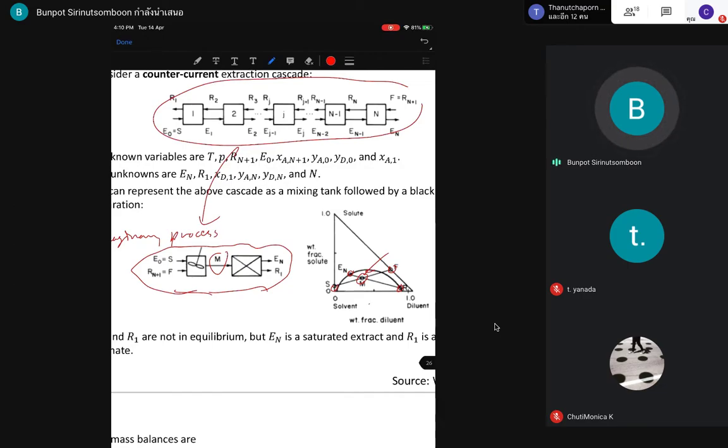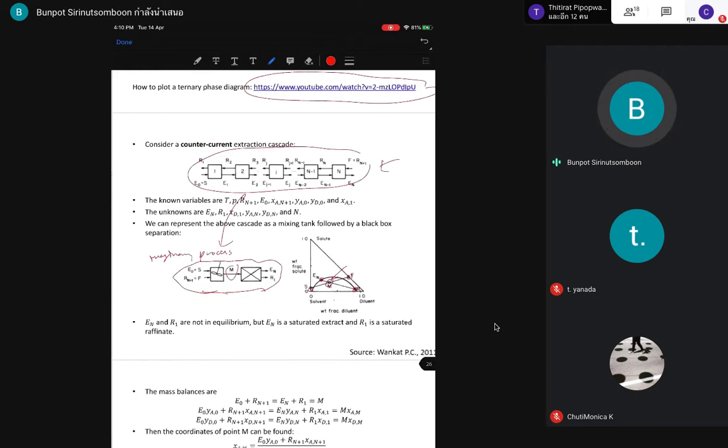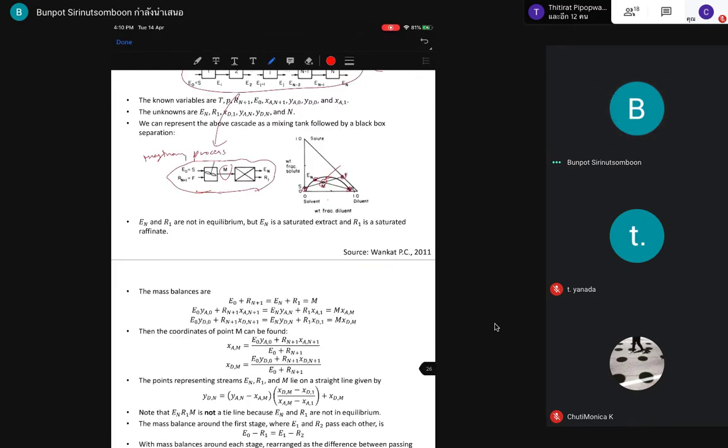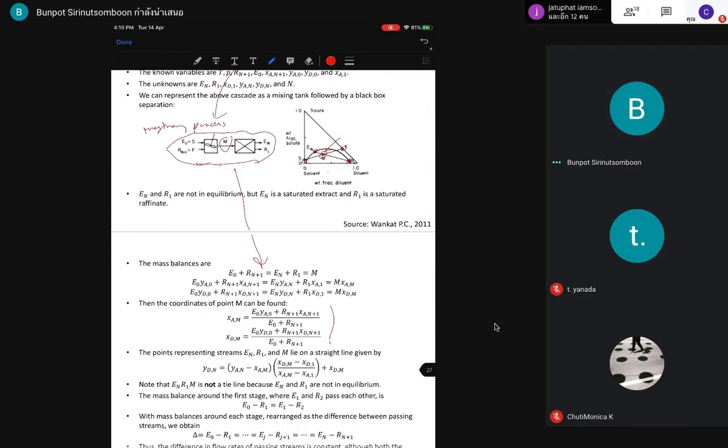Using these 4 points, you do the balances on this diagram, and then you got this. Then you rearrange the equation, and you get these two equations here to find the coordinate of point M.